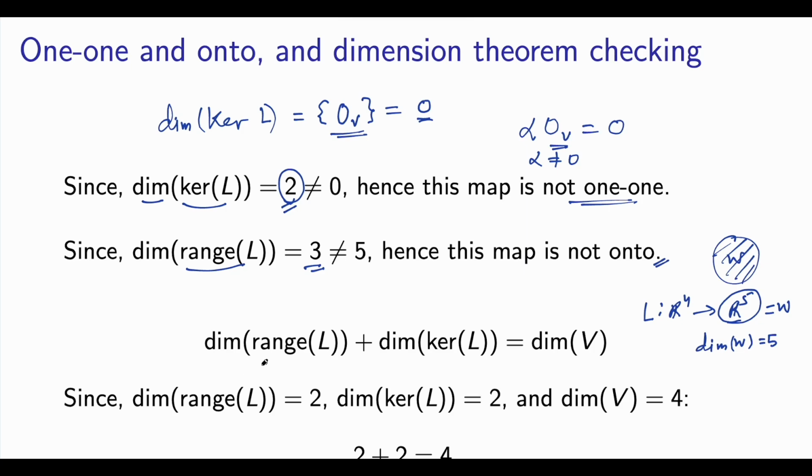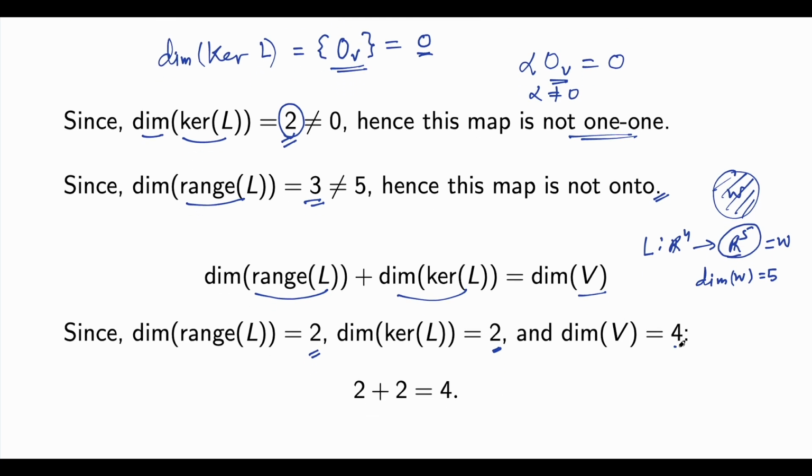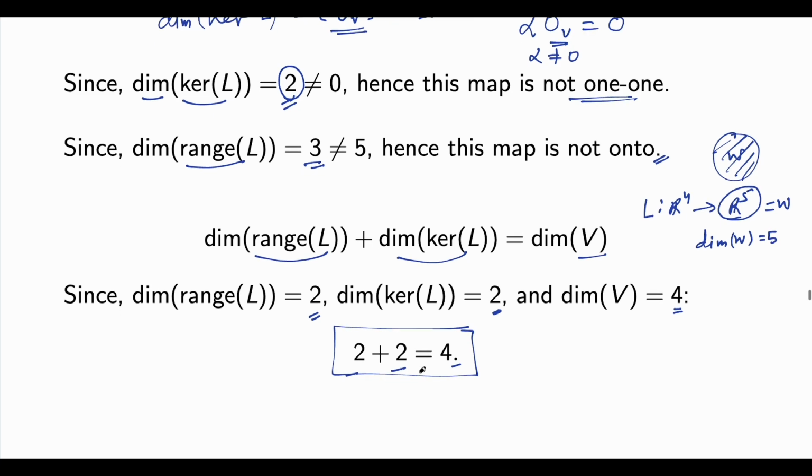Now let us verify the dimension theorem. The dimension of the range of L plus the dimension of the kernel is equal to the dimension of V. So the dimension of the range of L is 2, the dimension of the kernel is 2, and the dimension of the vector space V is 4. So 2 plus 2 is equal to 4. So this verifies the dimension theorem, right?